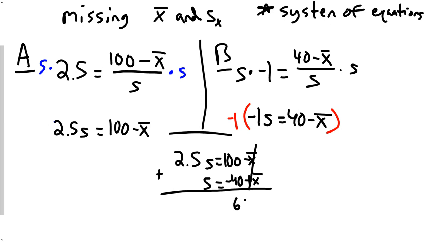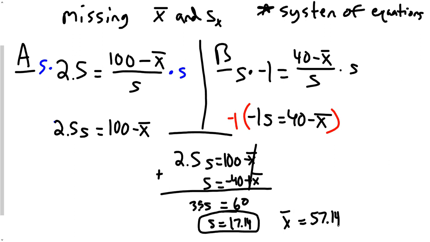So I have 60 equals 3.5s. And if I divide both sides by 3.5, I would get s equals 17.14. There's my standard deviation. If I plug that back in for either equation, I can get the x bar to equal 57.14. So now I have my standard deviation and my mean. It might require you once in a while to do that if you're missing two pieces.